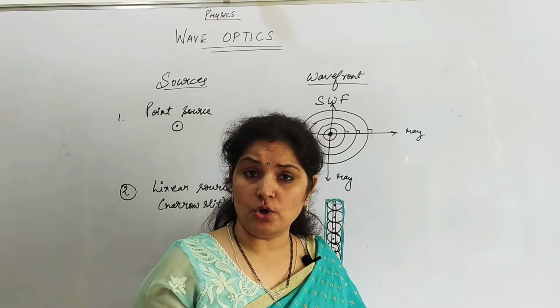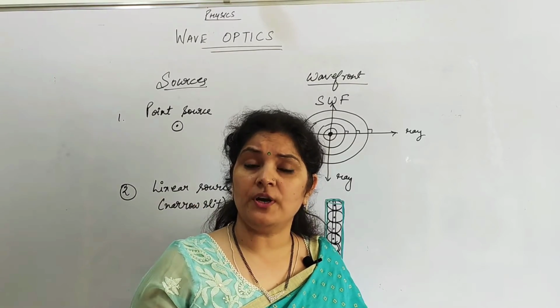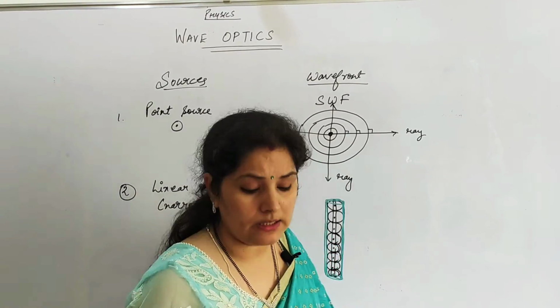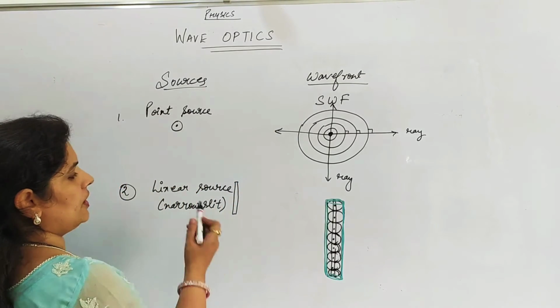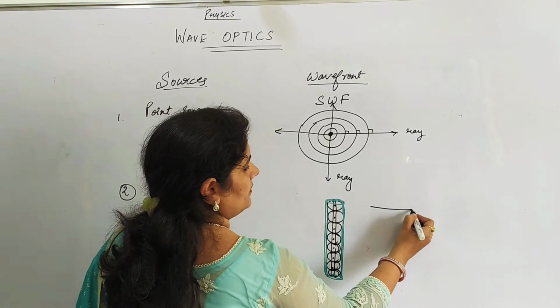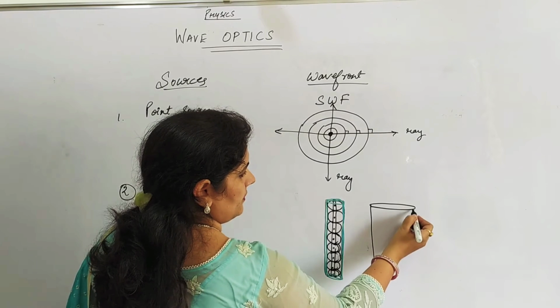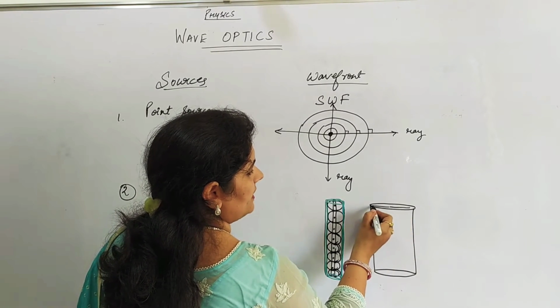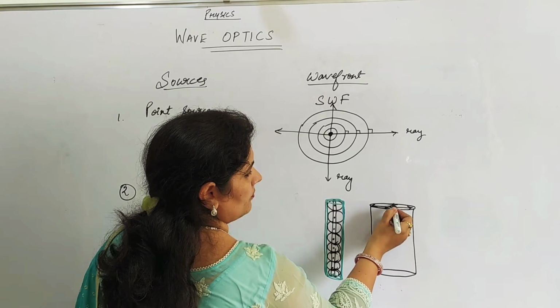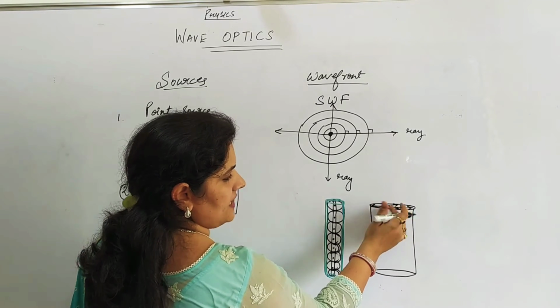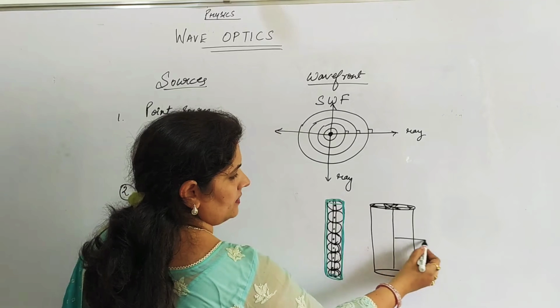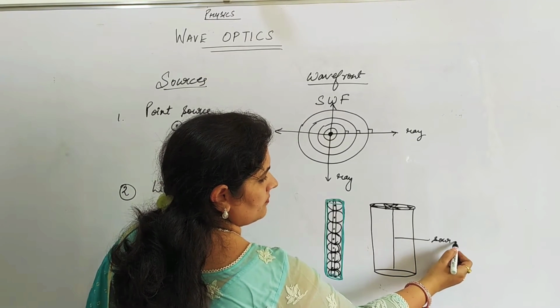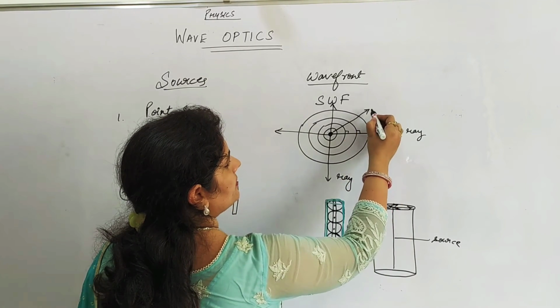So for a linear source, what is the shape of the wavefront? The wavefront will be cylindrical in shape. So for a linear source, this is the shape of the wavefront. This is how the rays will move. This is the axis, this is the slit, this is the source, this was the source here.